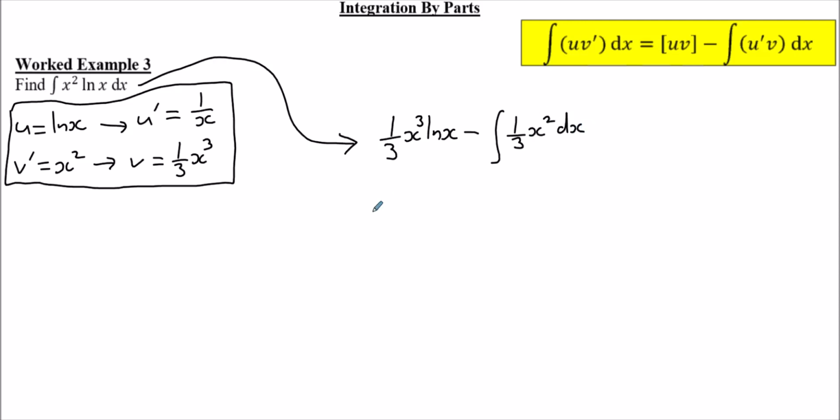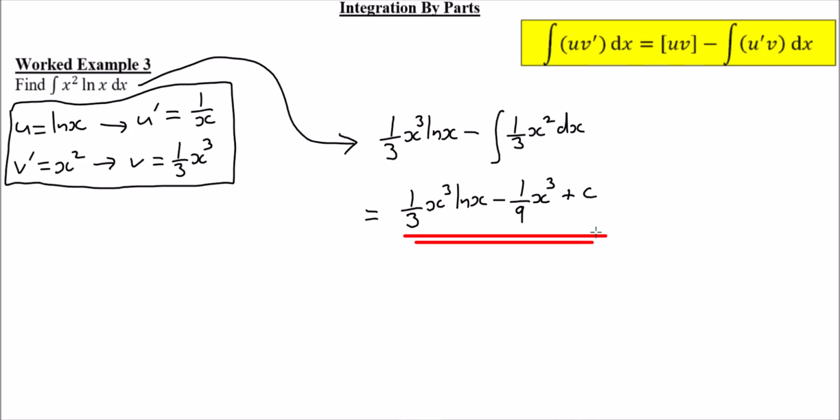So we're going to be integrating 1/3 x squared with respect to x, all subtracted away. So then we're going to have 1/3 x cubed ln x. X squared will integrate to 1/3 x cubed again, but we've got 1/3 of that, so it's going to be 1/3 of 1/3 x cubed, but because this is a minus, we put minus 1/9 x cubed, and of course plus c at the end. Don't forget the constant of integration when we're doing indefinite integrals with no limits attached.